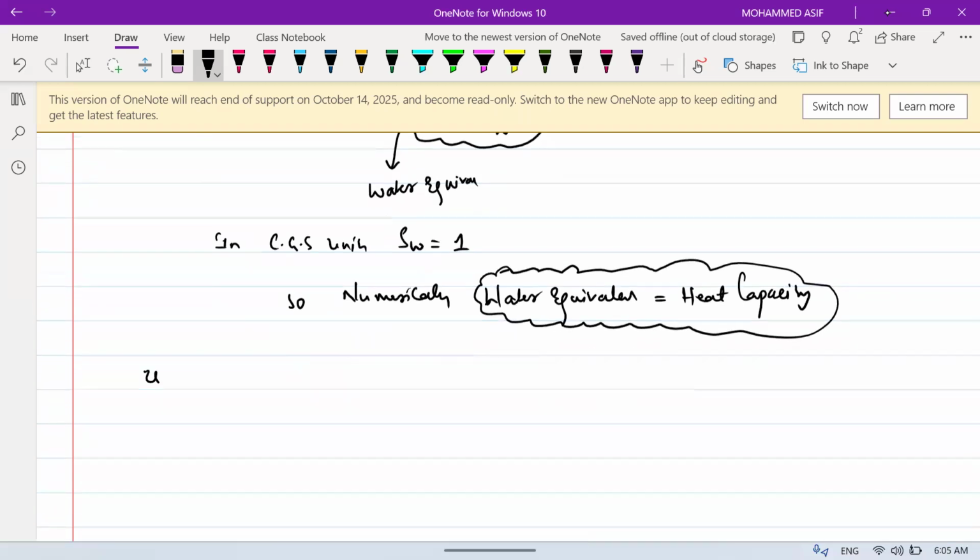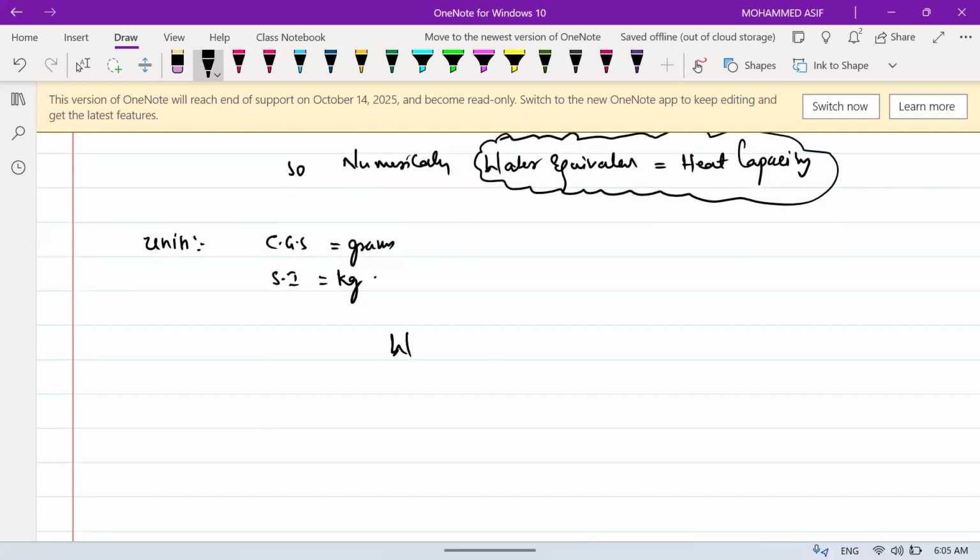Now tell me what will be the units, beta, anyone? Water equivalent unit is in CGS system grams, and in SI system I'll be taking it as kgs. So water equivalent will be equal to M into S. This is the numerical formula. I'll represent mass as W. So what is the formula for water equivalent? MS, mass of the substance into specific heat of the body.